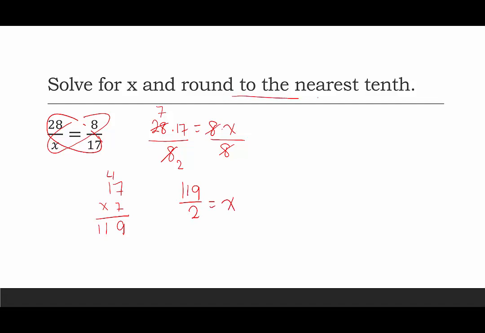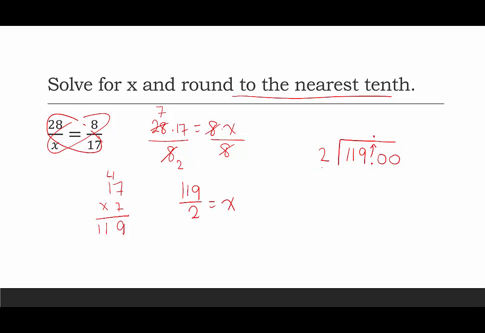Because it says round to the nearest tenth, that indicates to me that I actually need to do this division. So I'm going to put 119 inside the division, 2 outside. Since it says round to the nearest tenth, I can add 2 zeros, because I would need to know what's in the hundredths place to decide what should go in the tenths place. Move the decimal point straight up, and then we divide.